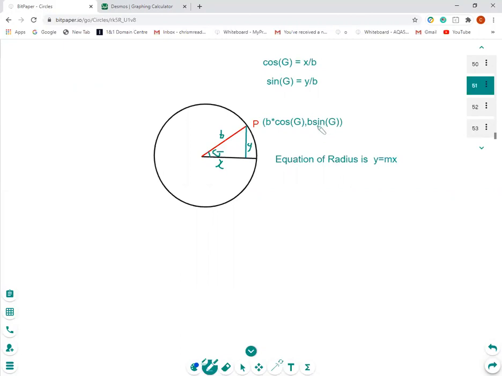So the equation of the radius is y equals mx, where m is the gradient, and the gradient of this line is the y value over the x value, which is y over x, which equals tan g. Just put the multiply in there just to be consistent. So m is tan g, so the equation of the radius is y equals tan g times x.